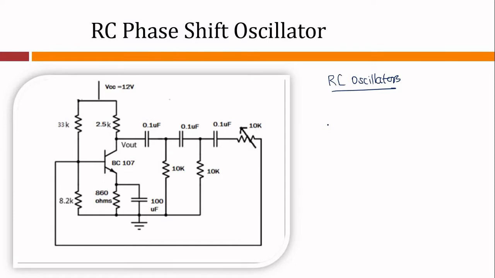Now all the oscillators using, for example, LC circuits, they operate at very high frequencies. At low frequencies, the inductors and capacitors required for the tank circuit would be very bulky. So that's the reason why we make use of RC oscillators in an application where the frequency requirement is low. And as we have discussed, there are two important RC oscillators. The first one is RC phase shift oscillator, and the second one is Wien bridge oscillator.